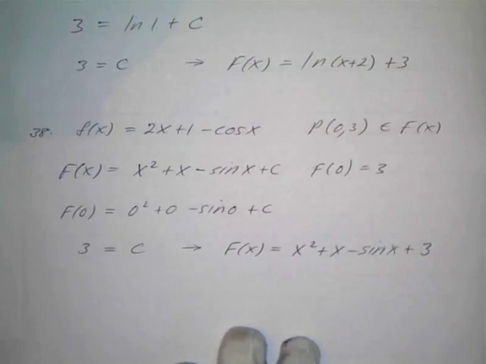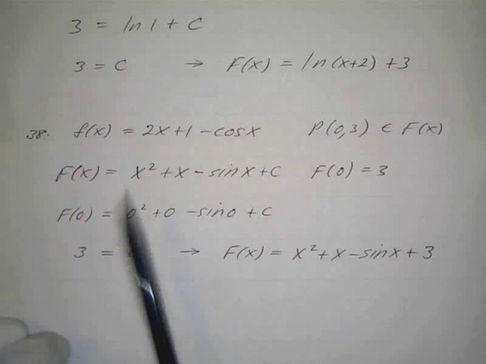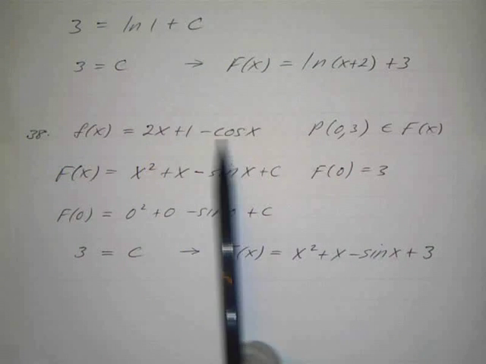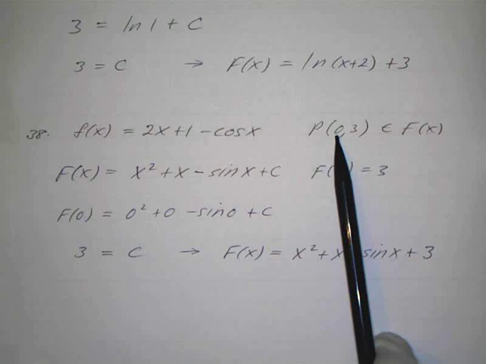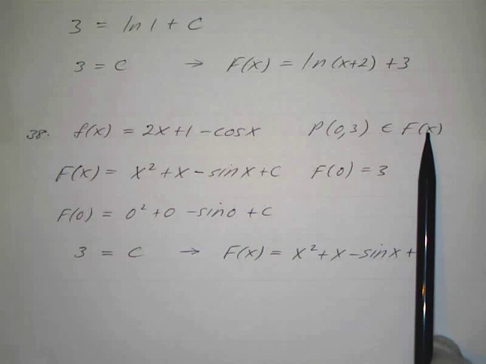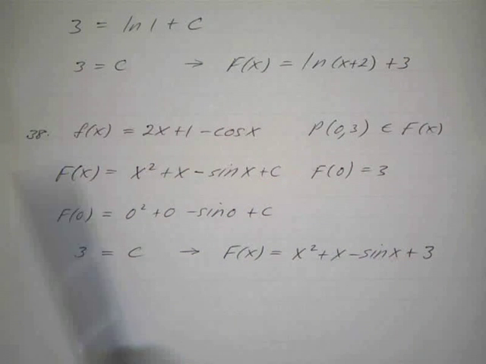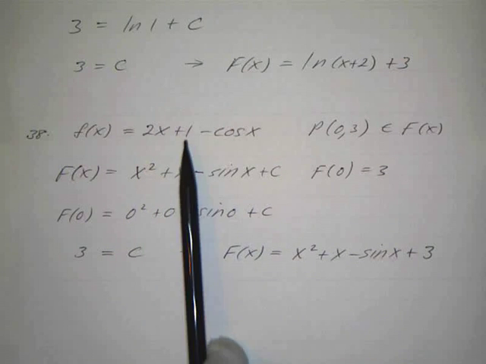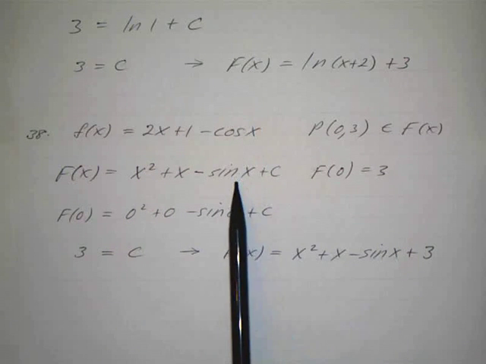Here's number 38. f of x equals 2x plus 1 minus cosine of x. The point 0, 3 belongs to capital F of x. So when I take the antiderivative, this is just going to be x squared plus x, and the antiderivative of the cosine of x is the sine of x, plus c.